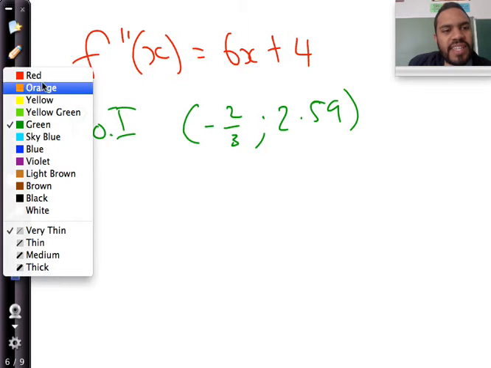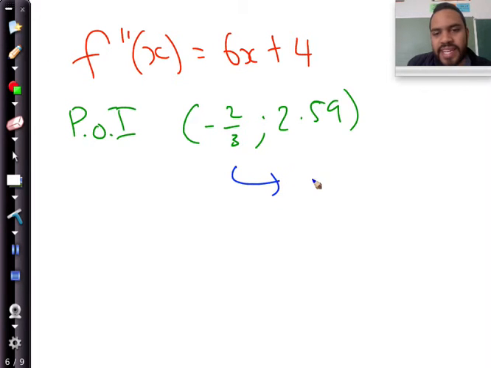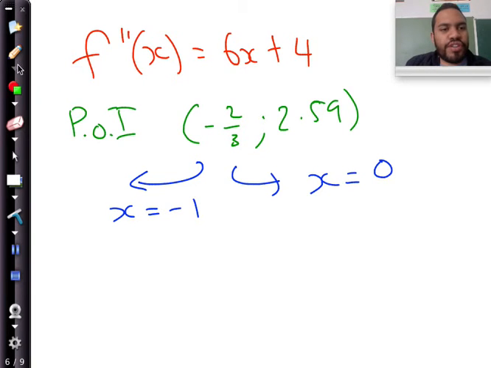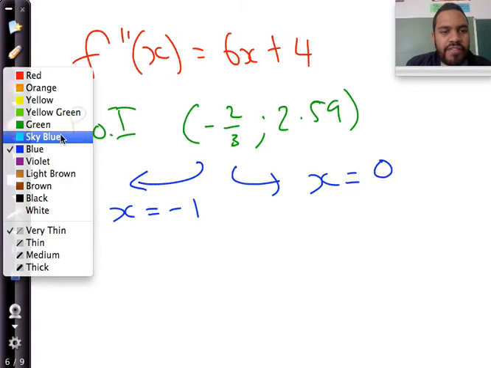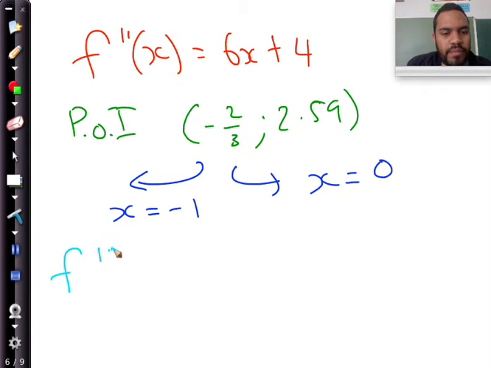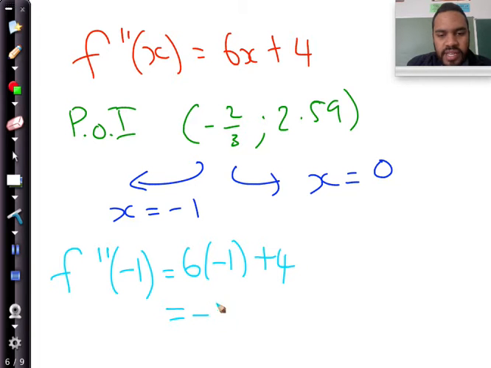We take an x bigger than this, x greater than that, x equals, what did we say? 0. And an x smaller than that, on the left hand side, we take x equals negative 1. Let's put each of that into this function above. So I'm going to find f double prime of negative 1. Because I'm a nice guy, I'm going to work it out for you. I'm going to say 6 times minus 1 plus 4. What is that equal to? Negative 6 plus 4, which is equal to negative 2. Right?